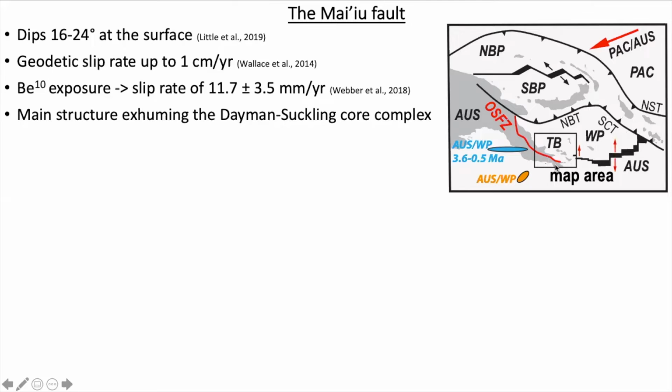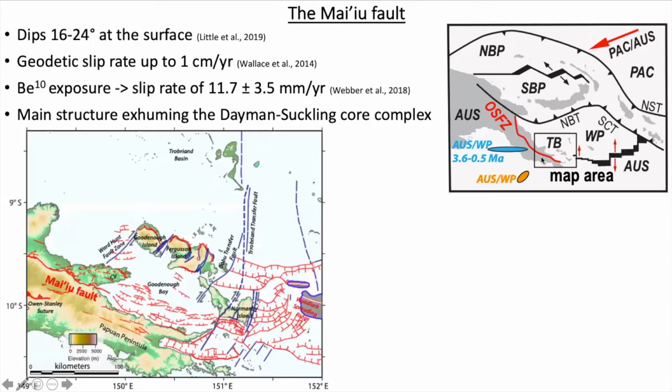And we have continental rifting occurring along the Mayu low-angle normal fault. Here's a zoomed in map from this box right here, which shows the Mayu fault in red over here, which steps offshore and runs along the Goodenough Bay coastline. The Mayu fault, where it crops out at the surface here at the base of the Damon Dome, dips about 16 to 24 degrees.